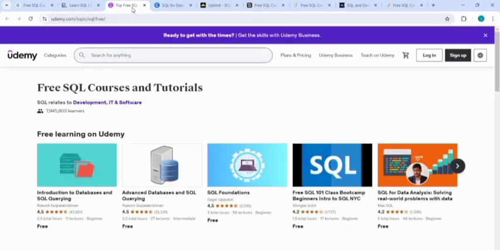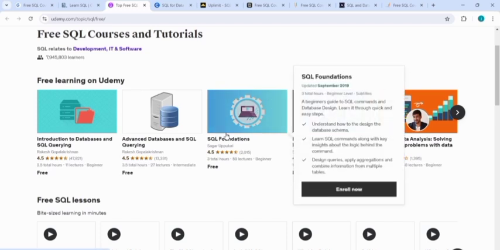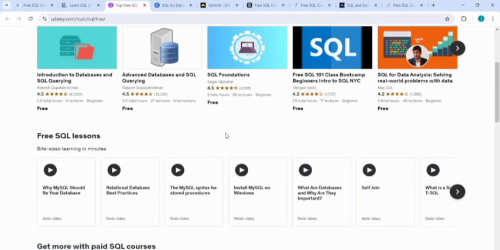Now moving towards our third course, that is provided by Udemy, free SQL courses and tutorials. These are free courses like SQL Foundation, SQL for Data Analyst, Advanced Database and SQL. Other important courses, you can check them out.